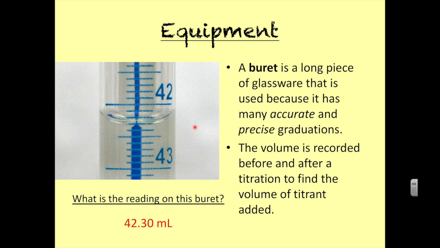Well, hopefully you said 42.30. That's because it's between 42 and 43, so I know it's going to be higher than 42 but less than 43. And I notice the graduations. There are 10 lines here, so each line is worth a tenth of a millimeter. And so I go down 1, 2, 3. And now I need to estimate one more decimal place. I need to estimate one more significant figure.